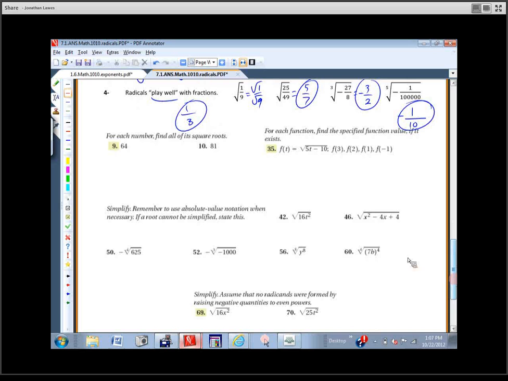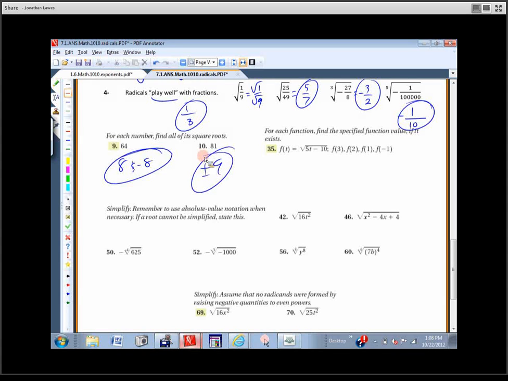Okay. Now, again, this is the reason why we made those distinctions about the difference between a radical asking for a square root and just words. For numbers 9 and 10, and again, you have similar problems like this on your Math Excel homework. For each number, find all of its square roots. In other words, what numbers can you square to make 64? 8 and negative 8. Question. Can we just do that plus or minus 8? Sure. 81? Plus or minus 9.